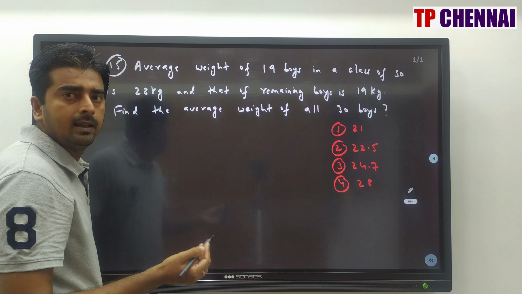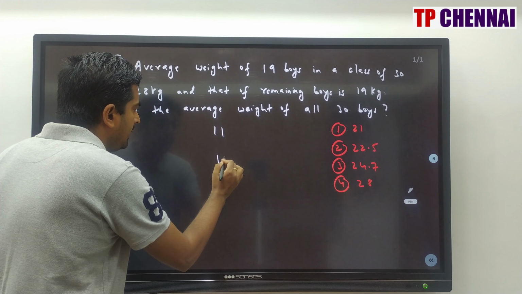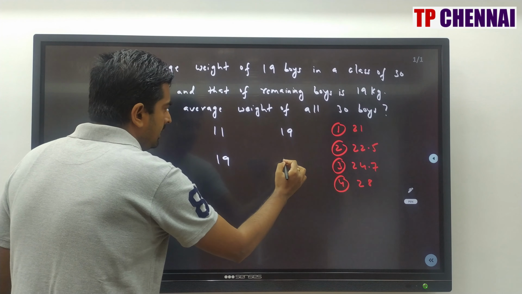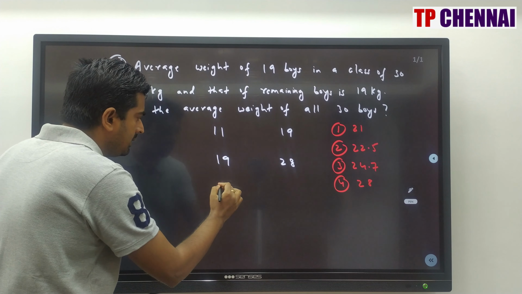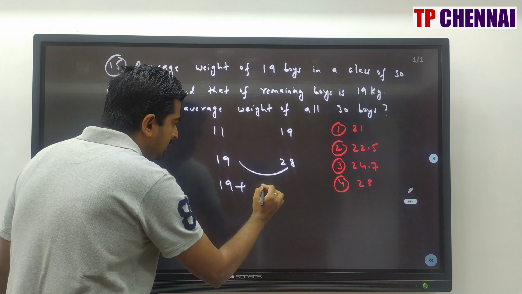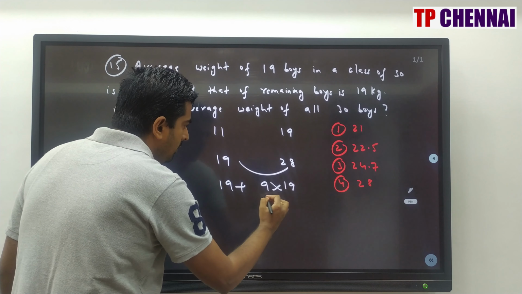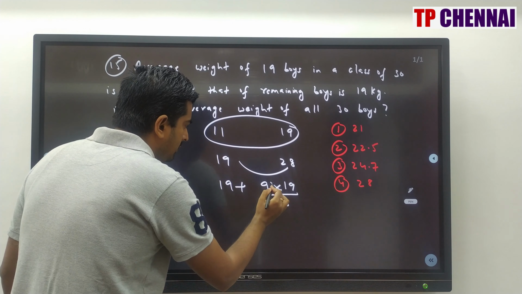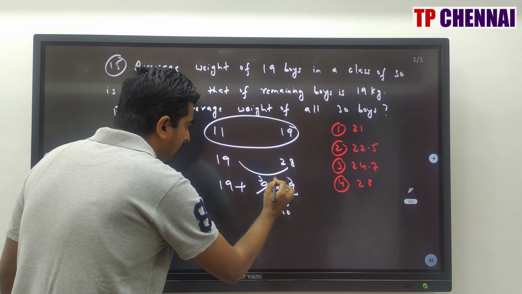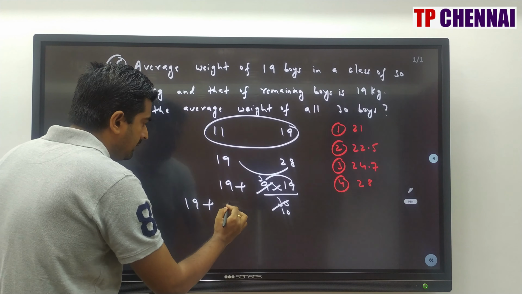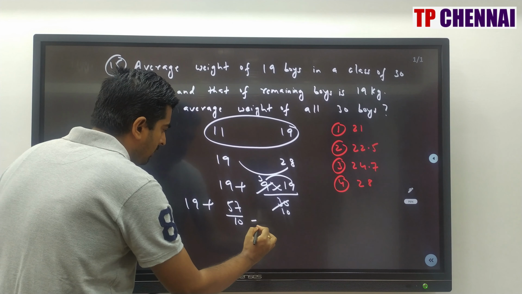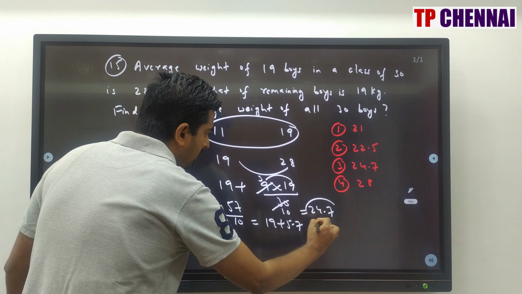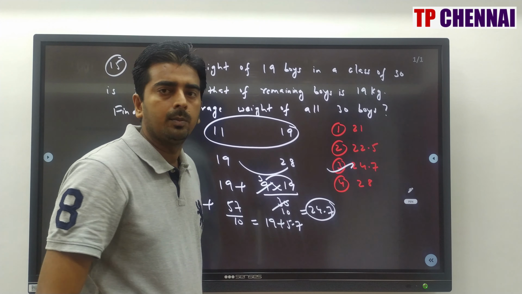So first we need to write the lesser average. So 11 students, 19 is the average. Right? Remaining you have 19 students and what is the average? 28. So always start from the least average. So 19 plus how much has the average increased? 9 into 19 divided by total. Total is 30. Right? So 3 threes are 3, tens are. What is 19 threes? 57 by 10. So 19 plus 5.7. What is the answer? 24.7, which is the third option.